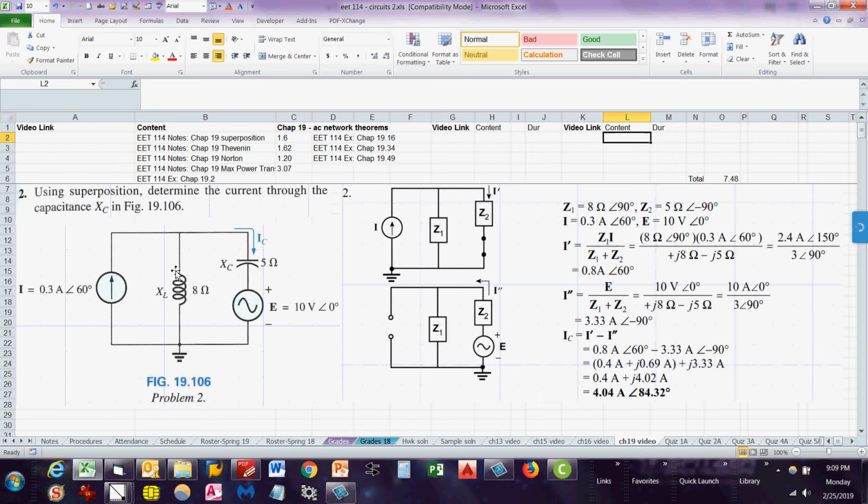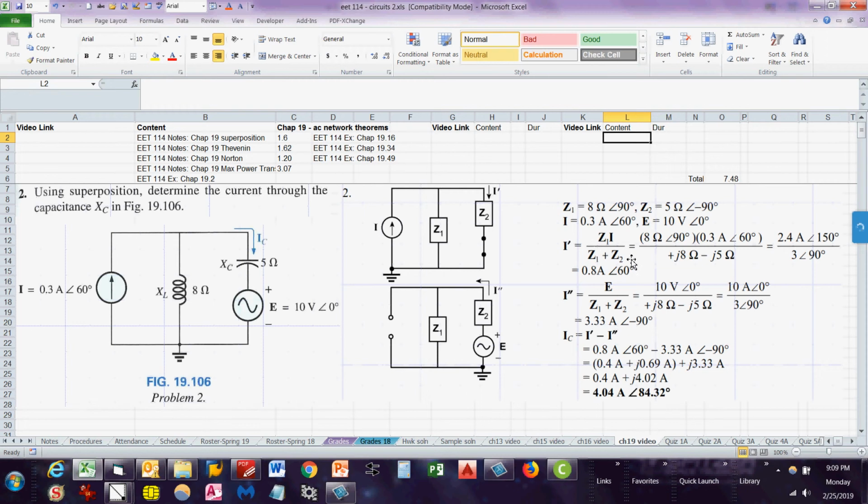So we have a current source, we have an inductor, a capacitor, and a voltage source. So the first thing we're going to do is short out the voltage source as shown here. We have impedance Z1, Z2, and we have I prime, which is part of the component going through, the current we're looking at going through here, this I sub C. So Z1 is equal to 8 ohms, angle 90, because it's an inductor. Z2 is 5 ohms, angle minus 90, because it's a capacitor.